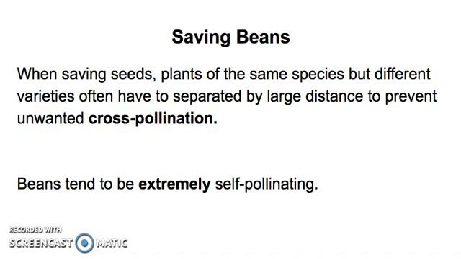Now, when saving seeds, plants of the same species but different varieties often have to be separated by large distances to prevent unwanted cross-pollination. For example, with squash, you need to separate one variety of squash from another variety of squash by a quarter to a half a mile unless you do some hand pollination and try to exclude the insects from doing the pollination. However, beans are one of the super easy plants to save because they're extremely self-pollinating. So once again, before the plant's even opened, they've been pollinated and fertilized, so they tend to come out true to type.